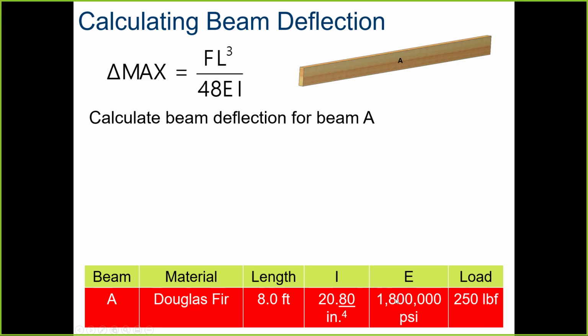E, modulus of elasticity. This one you have to kind of look up. Look up Douglas fir and look up the modulus of elasticity. It's around 1.8 million. Sometimes it's 2 million, depending on where you got your wood from and stuff. It changes a little bit. And then load. How heavy is the person standing in the middle? 250 pounds. All right.